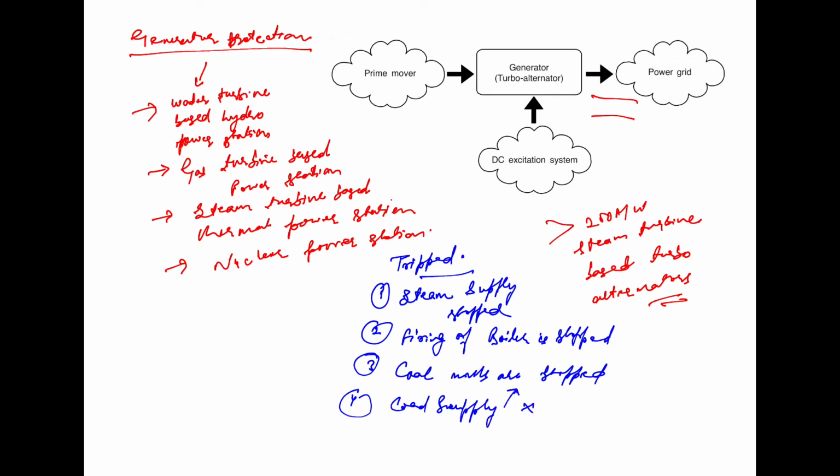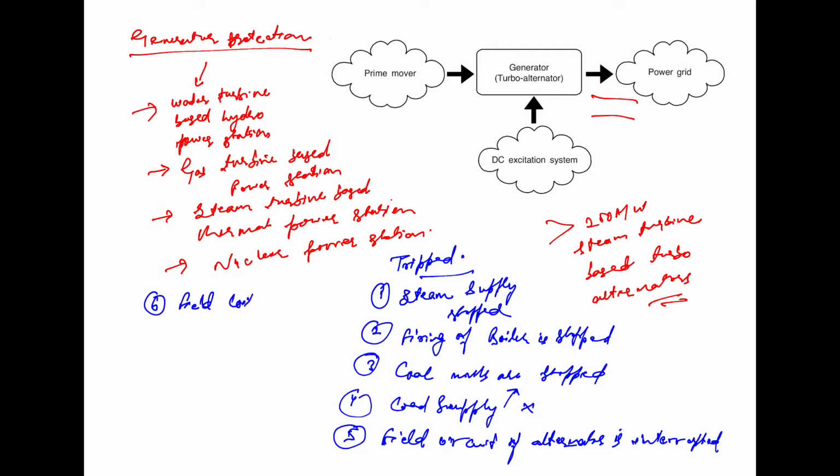Then the field circuit of the alternator is interrupted. Then the field coils are connected across the resistor to dissipate the energy.